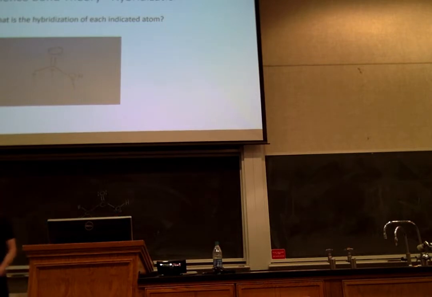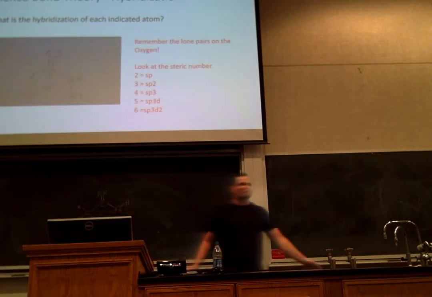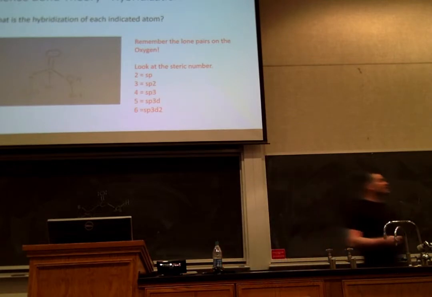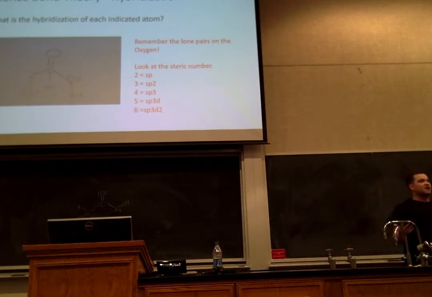sp3. That's got the steric number of 4. Okay, are there any questions about that? Yeah. Do you define hybridization? Yes, so hybridization is pretty simple in practice, right? All we say is steric number of 2, sp. 3, sp2. 4, sp3, and so on, right? That's what very likely all of the tests will be.